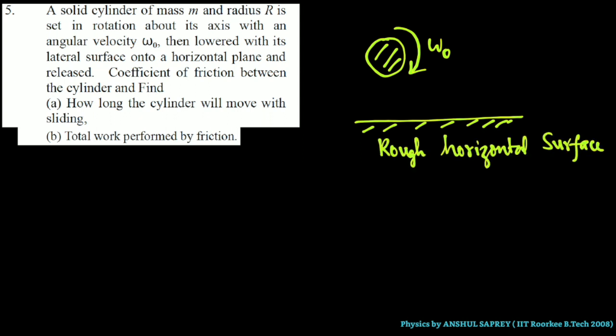As soon as it comes in contact with the rough horizontal surface, the lowest point of the solid cylinder has linear velocity in the leftward direction, and that is equal to r omega naught. So it will experience friction force in the rightward direction because friction opposes the relative motion. As a result, it will experience opposing torque.